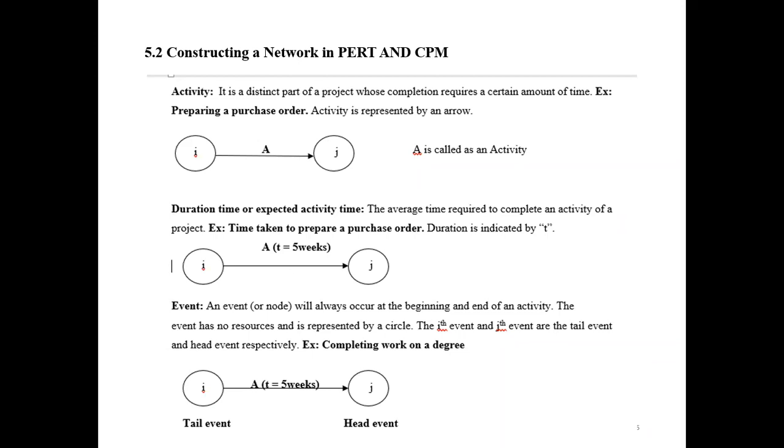Here there are some guidelines for constructing a network in the PERT and CPM methods. In parallel, PERT and CPM are used, but only PERT will be used to calculate the estimated time using the 3 time estimates. Let me first give an example of a project. For example, a construction project, construction of a hostel building in our university.